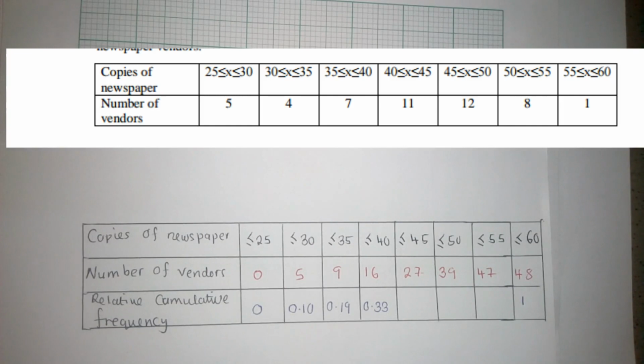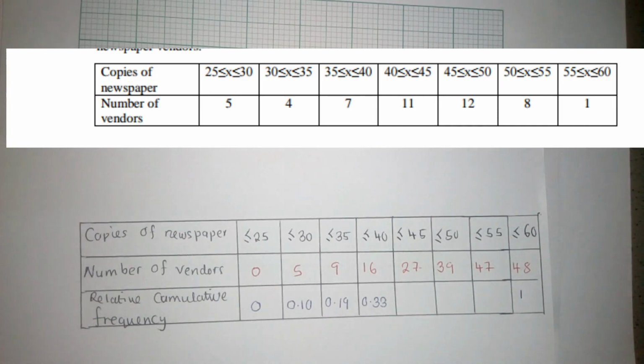And then 9 divided by 48. You get 0.1. Since we are rounding it to 2 decimal places, it's supposed to be 0.19. And then you say 16 divided by 48. This is what we're getting, 0.333, but we're rounding it to 2 decimal places. So it is 0.33. Now we need to find the missing numbers here.